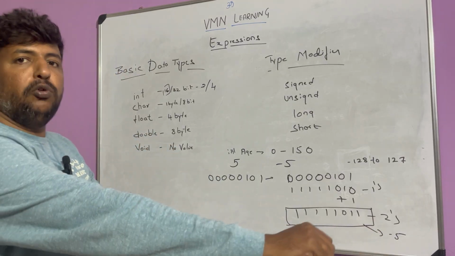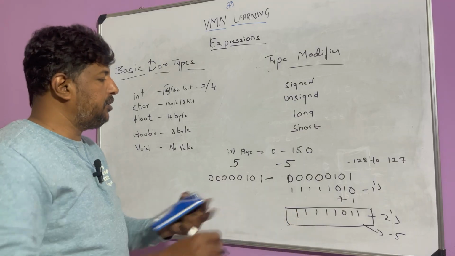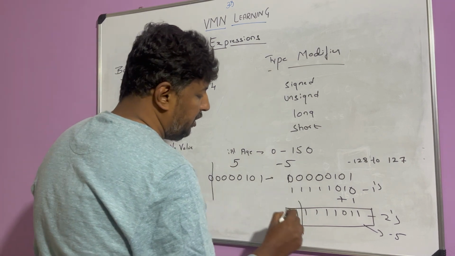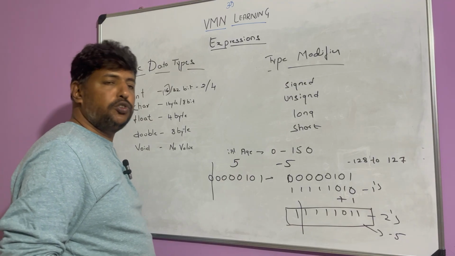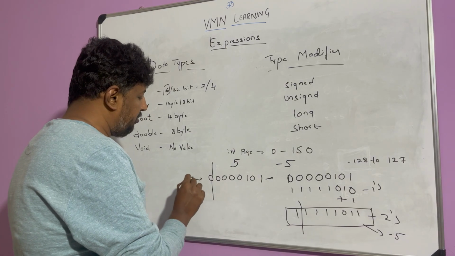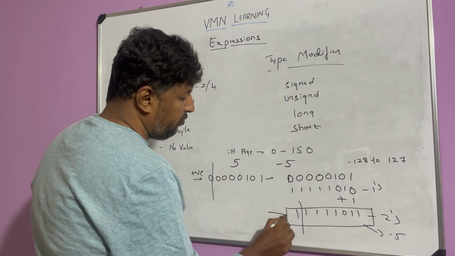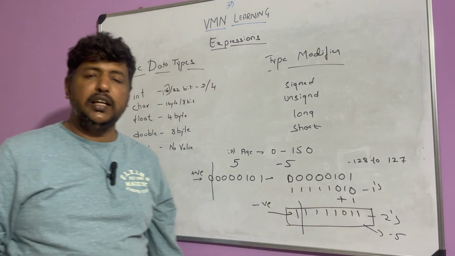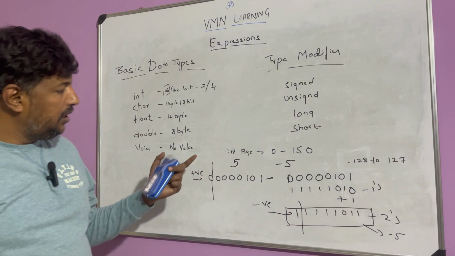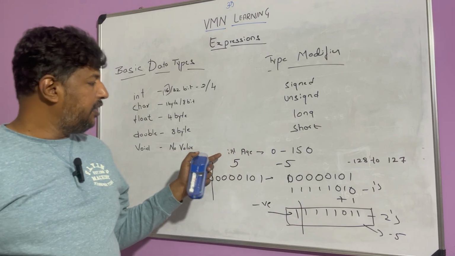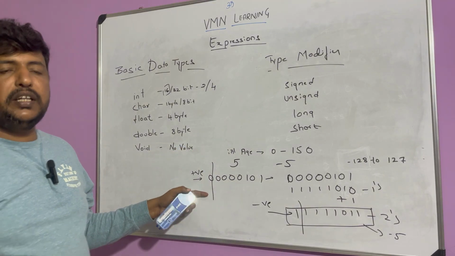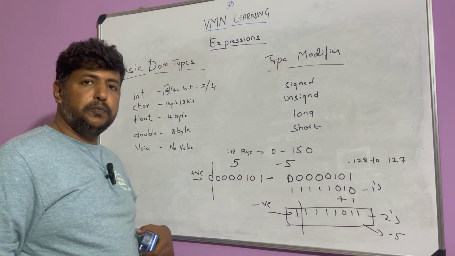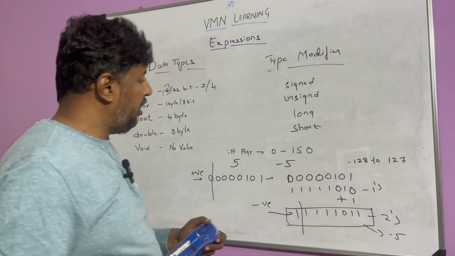How will the system know which one is a positive number and which one is a negative number? That's why I told you the first digit is used to recognize whether it's positive or negative. If 0 is coming, it is positive. Here 1 is coming, so it's negative. So this is how it works. When you directly declare int, the first bit is reserved for your sign, whether it's positive or negative.